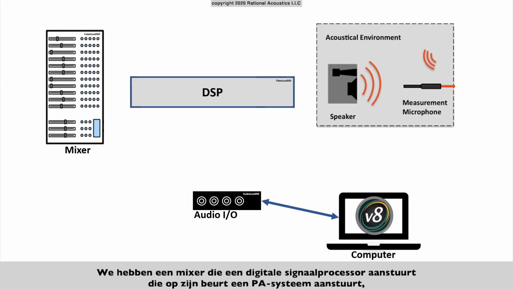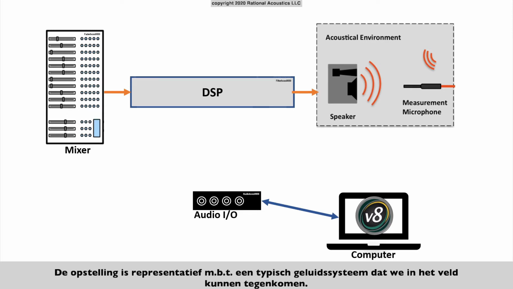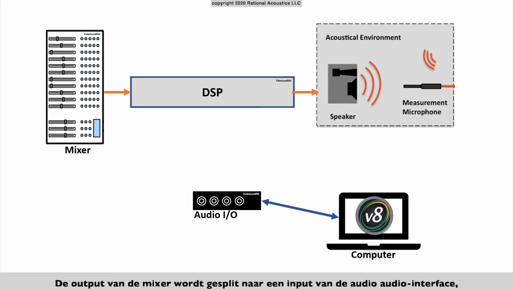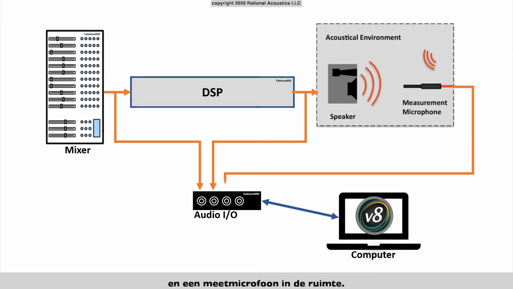We have a mixer driving a digital signal processor, which in turn drives a PA system, represented here by a single powered loudspeaker. This setup has been chosen to be representative of a typical sound system that we might encounter in the field. We'll take a split off the output of the mixer into our audio interface, along with a split off the output of the DSP, and a measurement microphone placed in the space. That's all we need to start taking measurements using the signals leaving the mixing console.